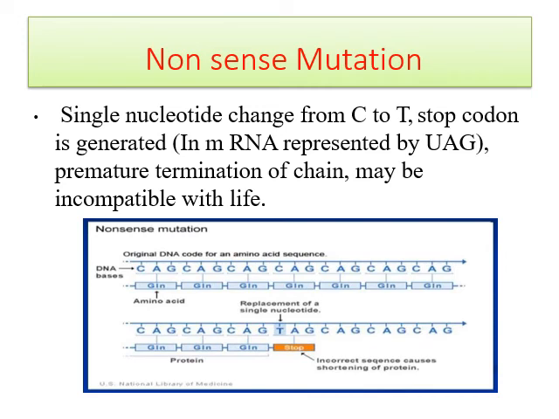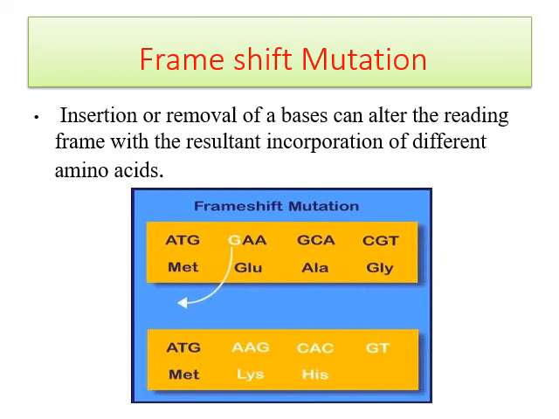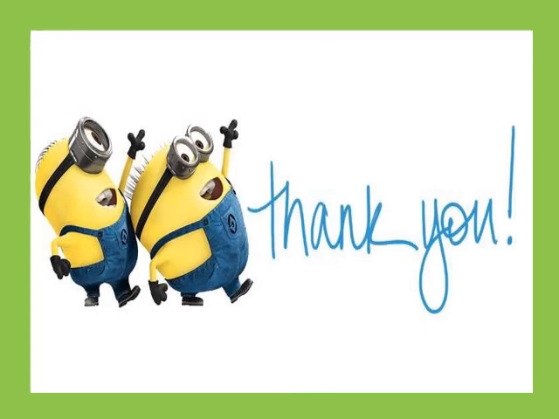Nonsense mutation is responsible for stop codon generation. There is also a single nucleotide change, that is C to A, so it synthesizes a stop codon in the messenger RNA, represented by UAG. Premature termination of chain may be incompatible with life. And in frame shift mutation, there is insertion or removal of base which can alter the reading frame, with resultant incorporation of different amino acids. And thank you. This is all about genetic code.